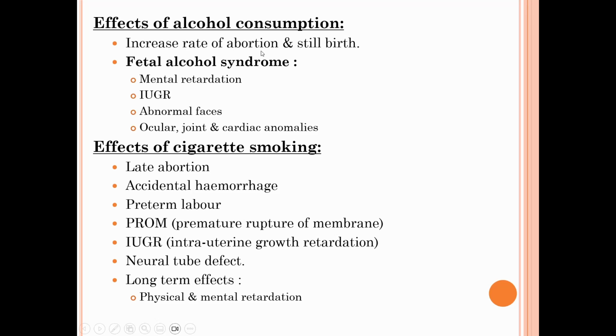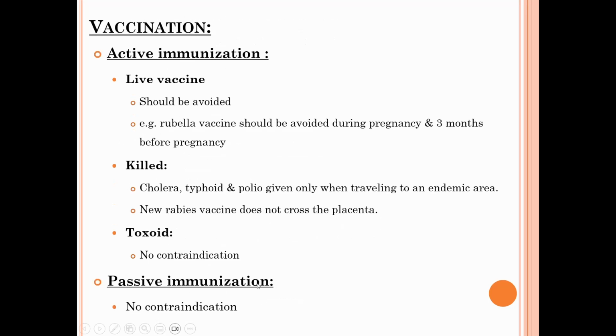Effect of alcohol consumption in pregnancy. There is increased rate of abortion and stillbirth. There can be fetal alcohol syndrome, which consists of mental retardation, IUGR, abnormal faces, ocular, joint and cardiac anomalies. Effect of cigarette smoking on pregnancy. There can be late abortion, accidental hemorrhage, preterm labor, PROM, that is premature rupture of membrane. IUGR I have already explained, neural tube defect, and long-term defect can be physical and mental retardation.